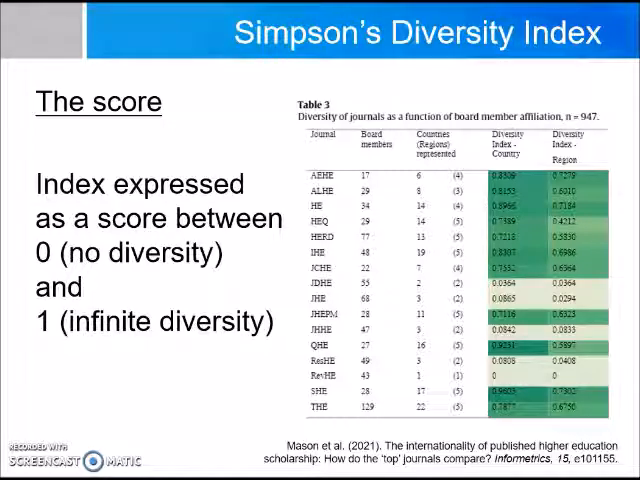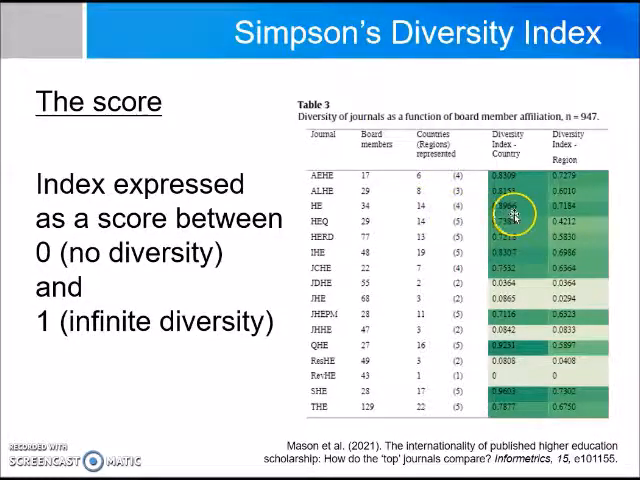If you look at our example, which is the board member affiliations of 947 board members, let's take a look here. For example, we have this journal with 43 board members. They're all from one country and of course one region, so the index is 0, meaning no diversity. If we look up here to this journal, there are 34 board members from 14 different countries, and 4 out of 5 regions are represented.